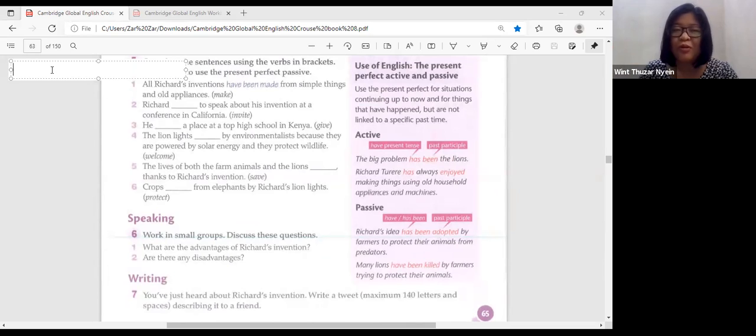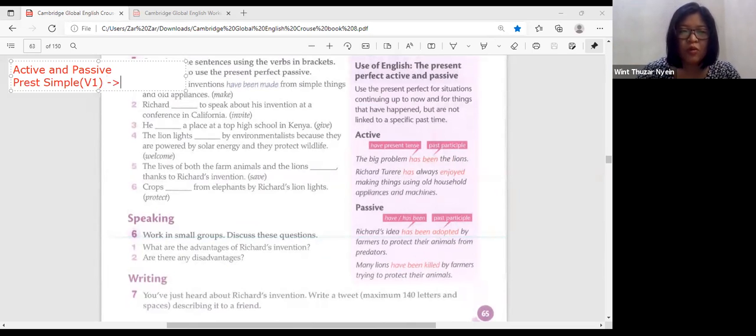Okay, let's warm up our memory. Active and passive. Okay, so I'm talking about present tense, present simple, right? So present simple is verb 1. When we change present simple into passive, present simple is verb 1, you know that, right?